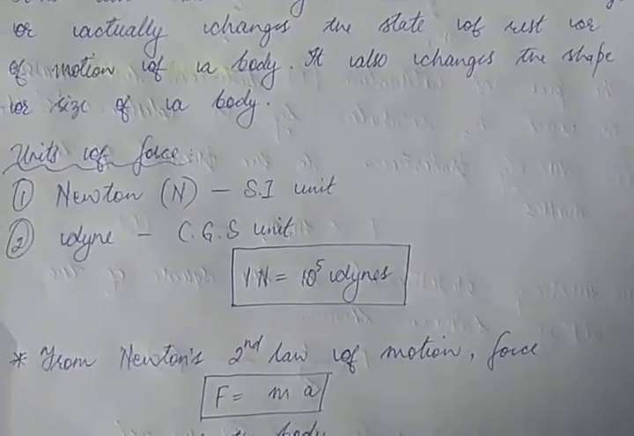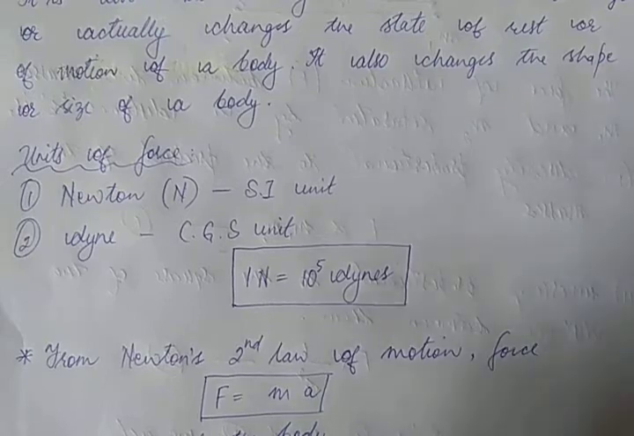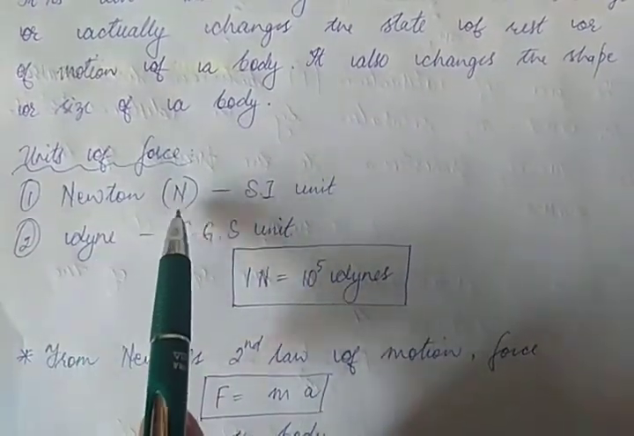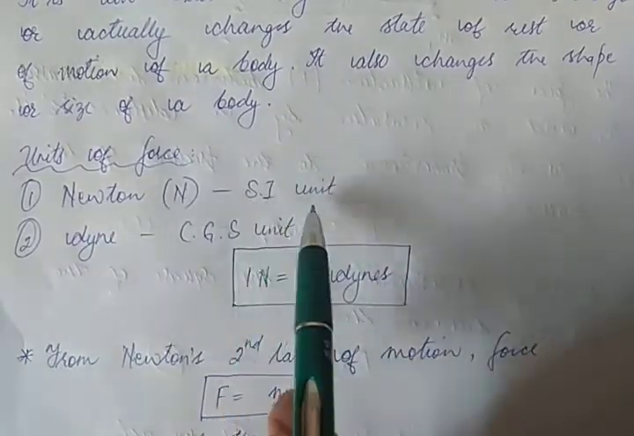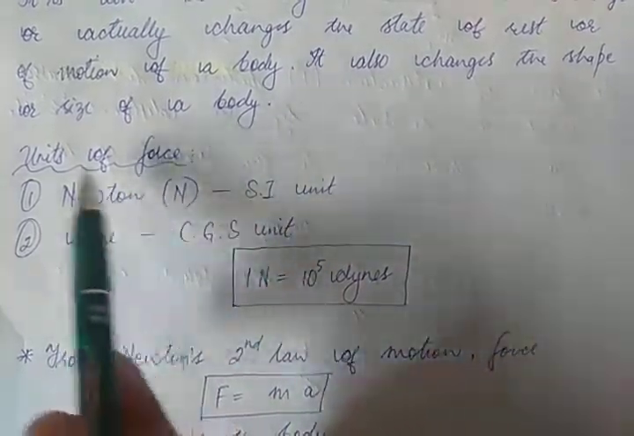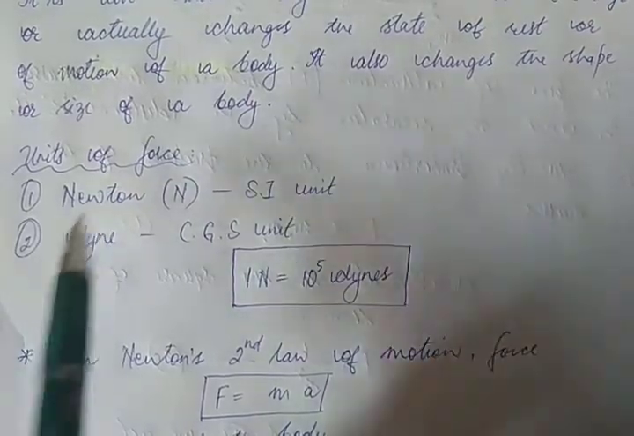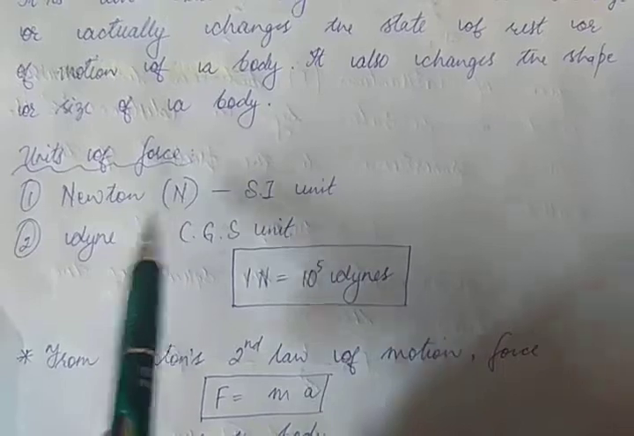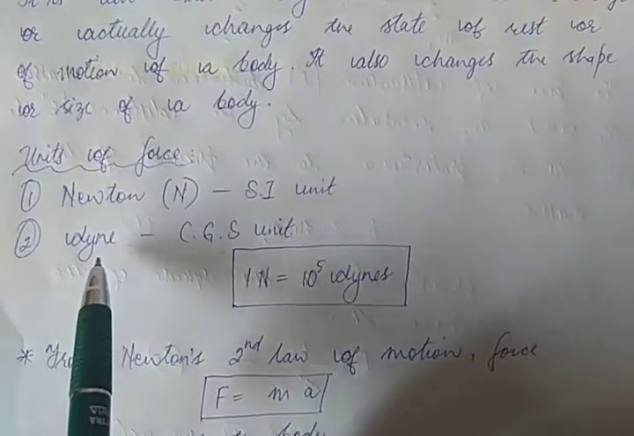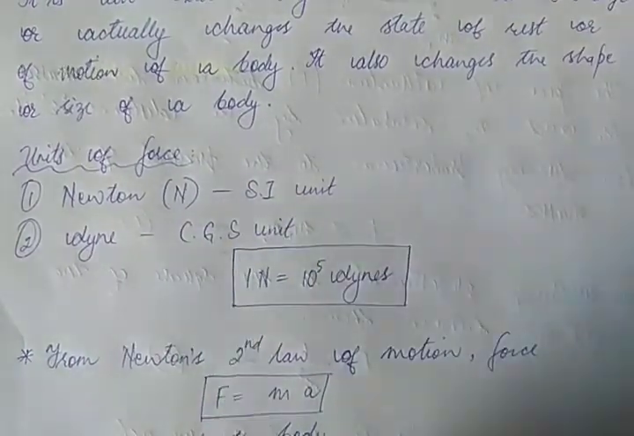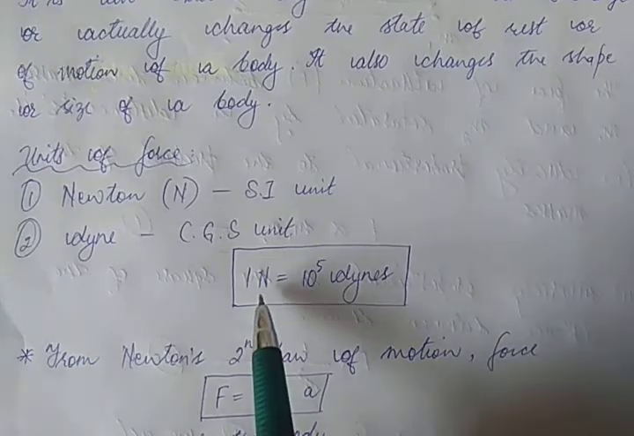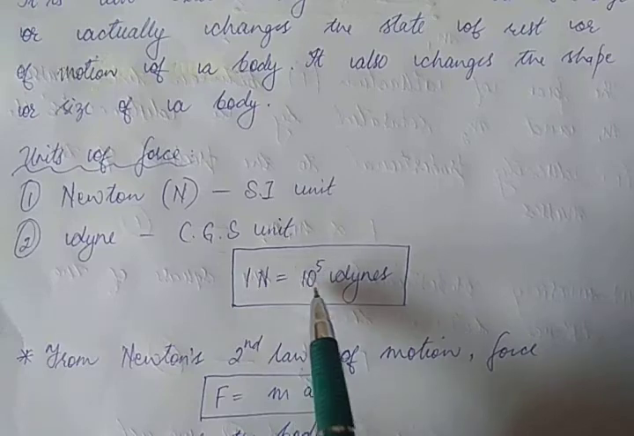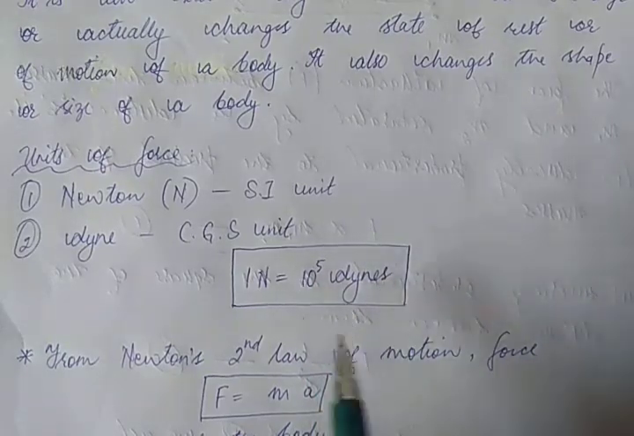Now, force is a physical quantity, so it will have a unit. The unit of force is Newton, denoted by a capital N, and Newton is the SI unit. This unit comes from the name of Isaac Newton, of course, the famous physicist. There's something called dyne, which is the CGS unit of force. The relation between Newton and dyne is 1 Newton is 10 to the power 5 dynes. Please keep this in mind.